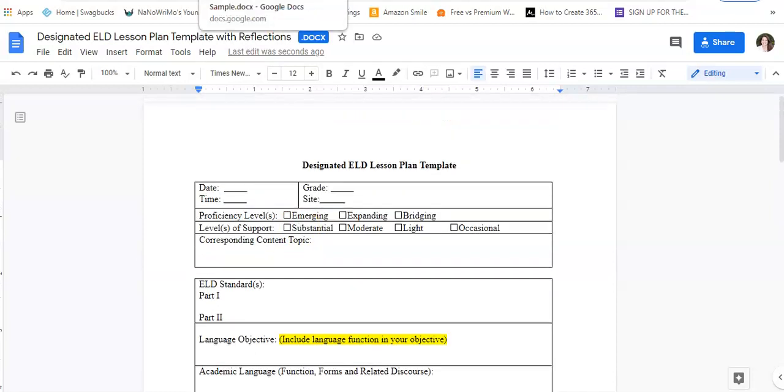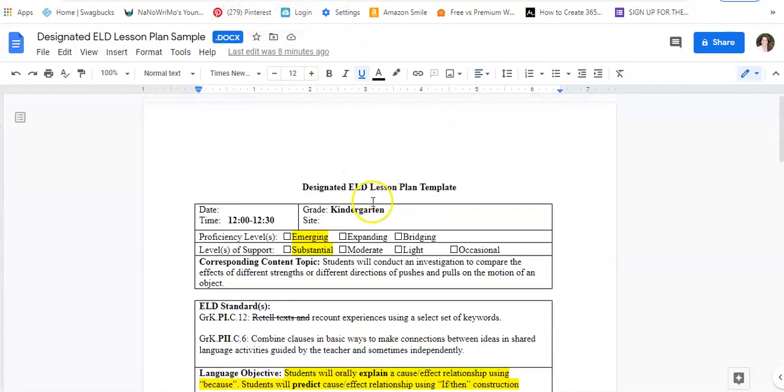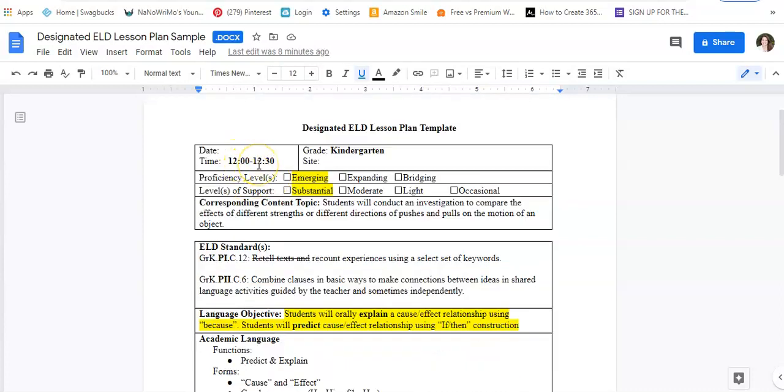Okay, so let's take a look at the sample here. This is a kindergarten lesson. It's going to be about 30 minutes long. For these designated ELD lessons, they can be anywhere from 15 to 30 minutes in length. For this one, we're choosing emerging proficiency level with substantial support.